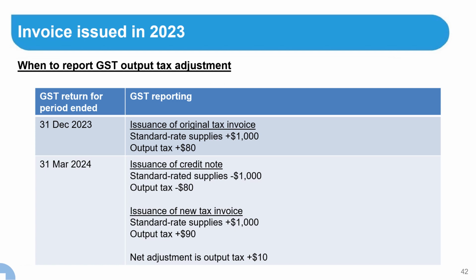In the GST return for period ended 31st December 2023, the supplier would have issued an original tax invoice of $1,000. This would increase the value of the standard rated supplies by $1,000 and increase the output tax by $80 for that period. In the GST return for the period ended 31st March 2024, the supplier should issue a credit note to reduce the value of the supply by $1,000 and reduce the output tax by $80. The supplier should issue a new tax invoice to increase the value of standard rated supplies by $1,000 and increase the output tax by $90. The net adjustment for this period would be an increase of output tax by $10.